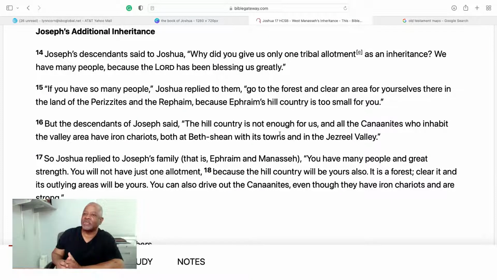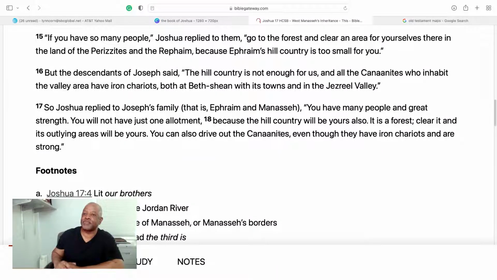But the descendants of Joseph said, "The hill country is not enough for us, and all the Canaanites who inhabit the valley have iron chariots, both Bethshean with its towns and those in the Jezreel Valley." So Joshua replied to Joseph's family, that is Ephraim and Manasseh, "You have many people and great strength. You will not have just one allotment, because the hill country will be yours also. It is forest. Clear it, and its outlying areas will be yours. And you can also drive out the Canaanites, even though they have iron chariots and are strong."